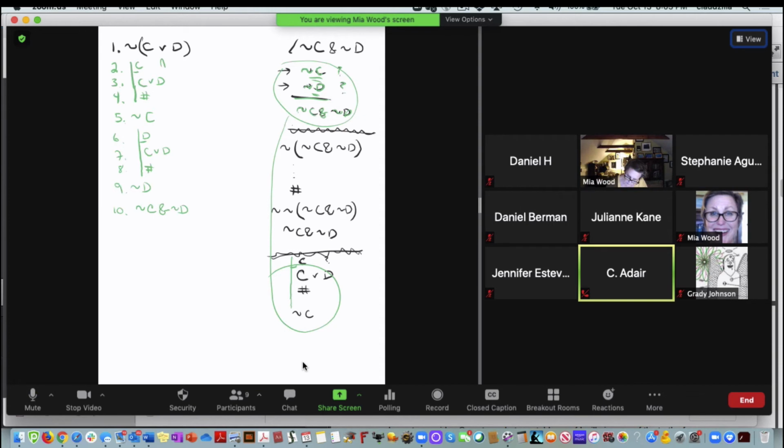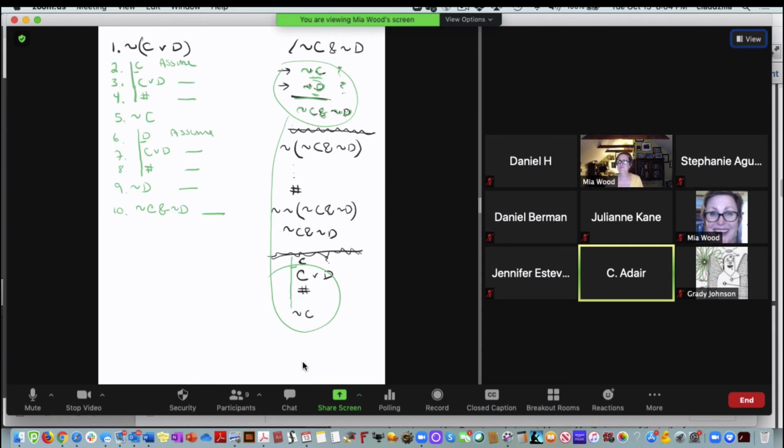Okay, so assume, so remember, go back to the two animals that are circled so that you can see your way forward. Talk to me about line 3. Where did we get it? Don't be shy.